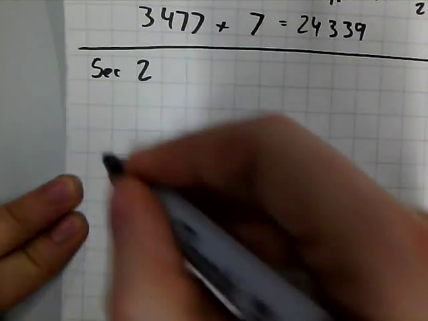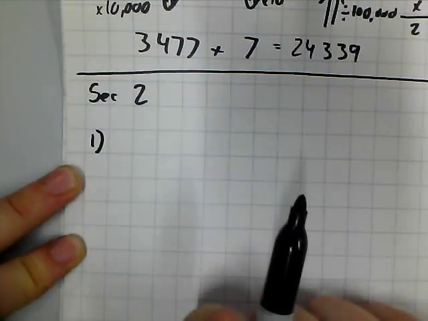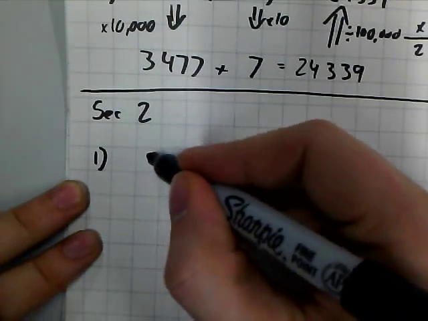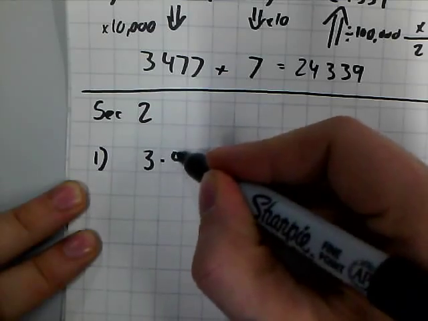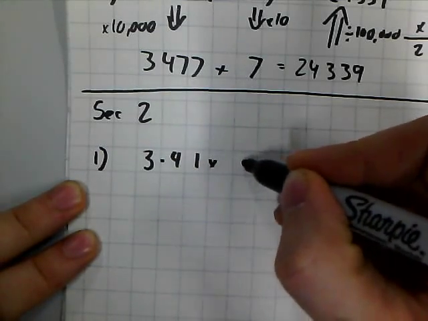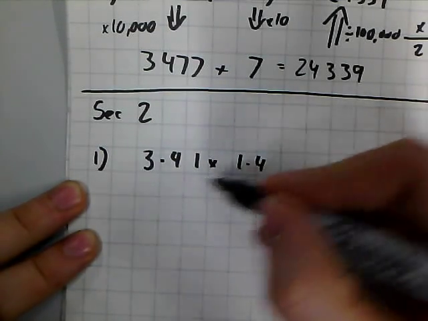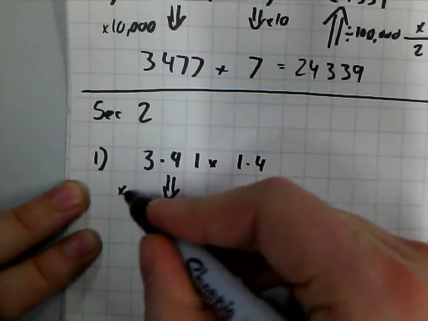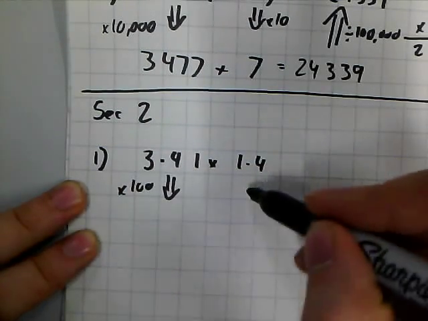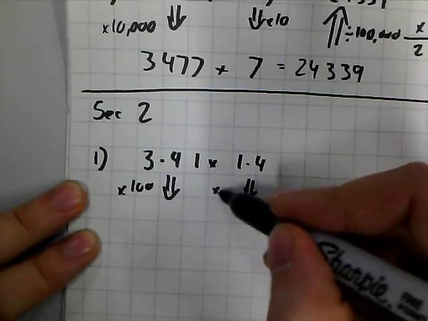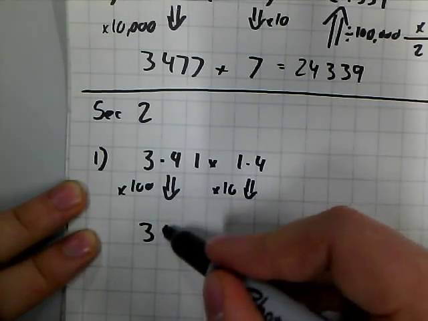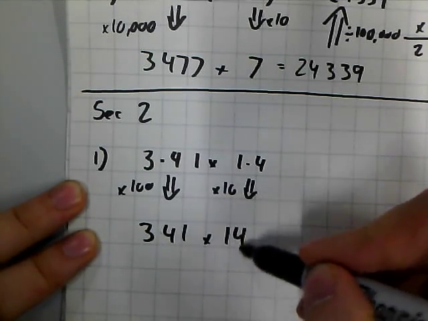Okay, so these ones are the same, but this time we've got some long multiplication involved. So we've got 3.41 times by 1.4. So I'm going to multiply this one by 100 and multiply this by 10. So I have 341 times 14. Let's do some long multiplication here.